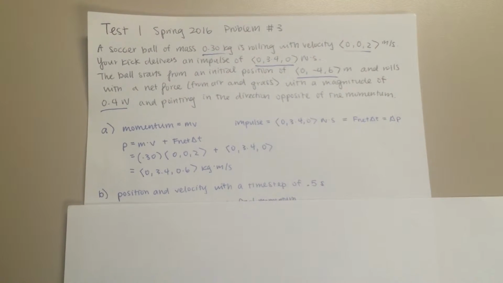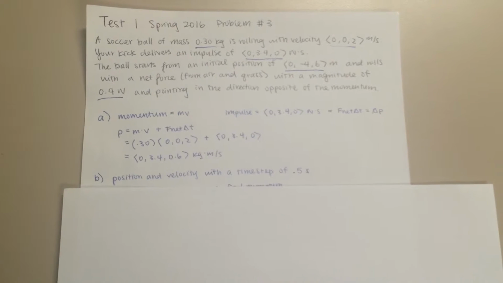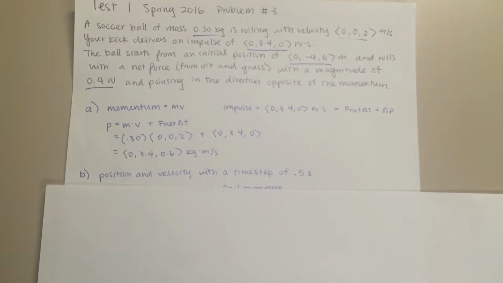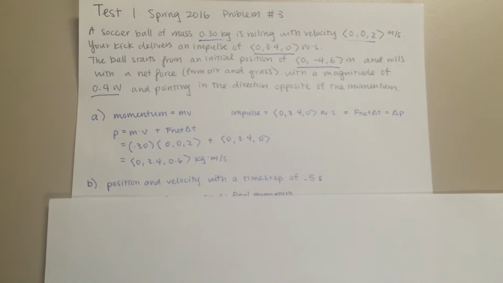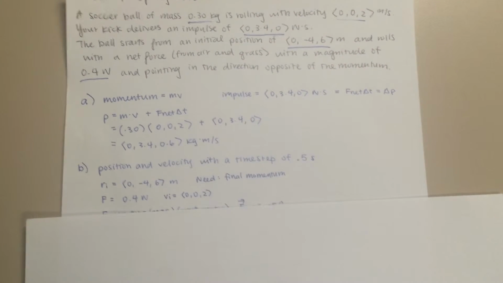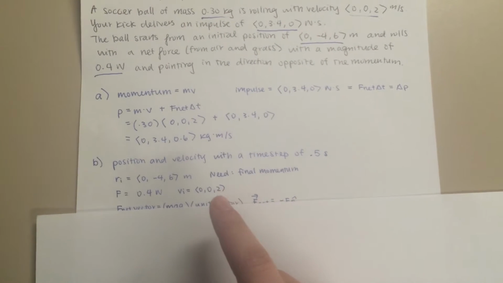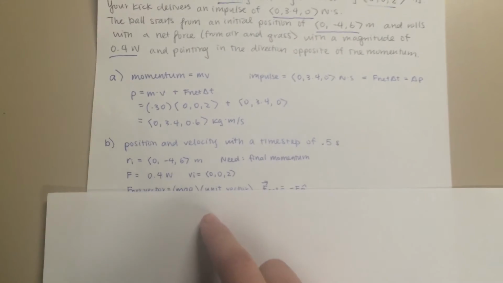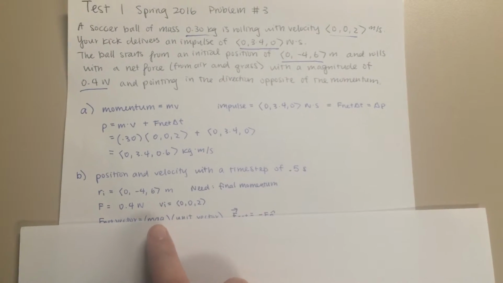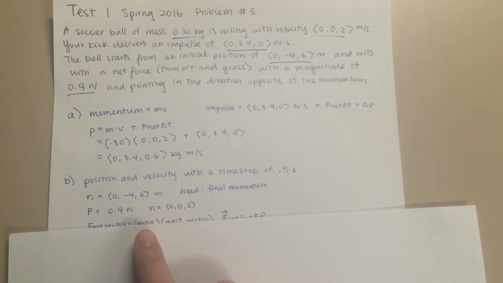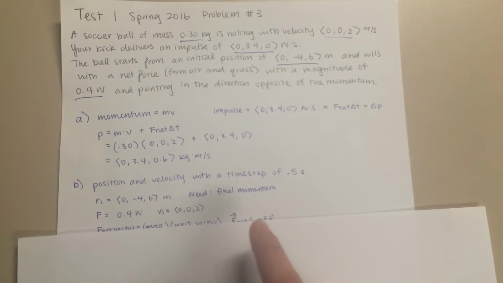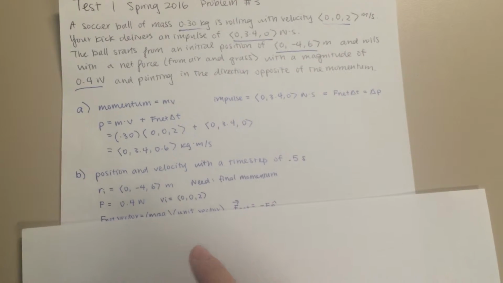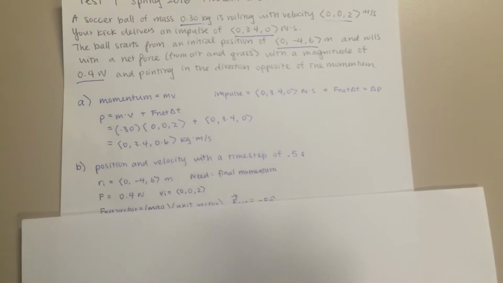And then using that information, we can solve the second part of the problem, which is asking for the position and the velocity after a time step of 0.5 seconds. Well, to do this, we have some information already, including the initial position, the initial velocity, and the magnitude of the force, which is 0.4 newtons. But we need to find a final momentum, because in order to find the final velocity and the final position, we need to find a momentum.